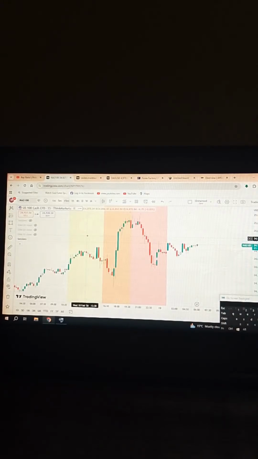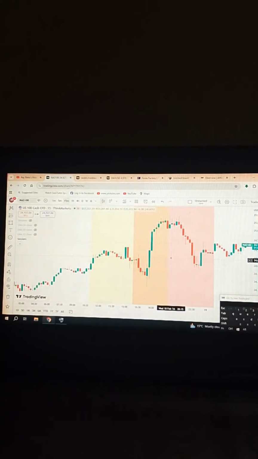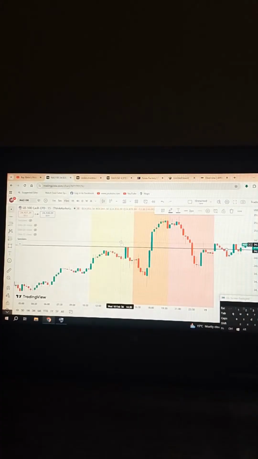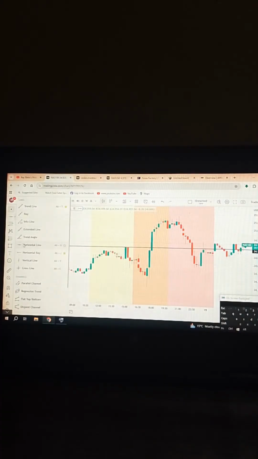So our main concern is to mark the high and the low of London. I think, guys, so let's mark the high and low of London. So we can mark the high of London like that and the low of London.